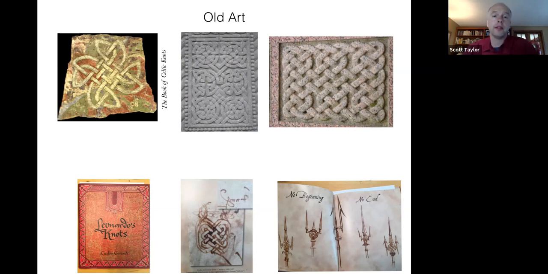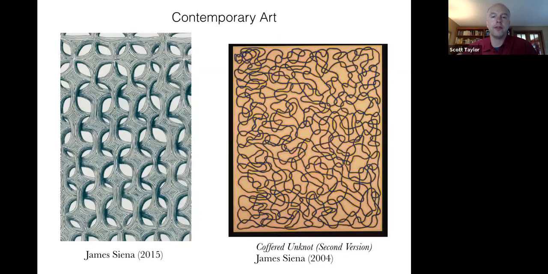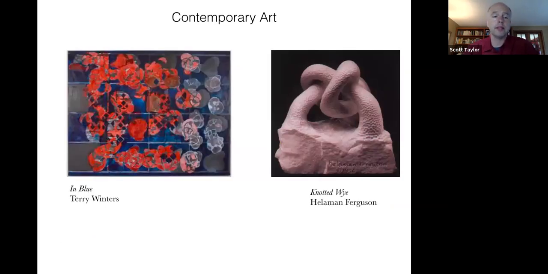Knots also show up in contemporary art. Two of my favorite pieces are the one on the left there, and then the piece entitled Coffer Unknot, second version by James Sienna. There's a piece in our own museum here at Colby, In Blue by Terry Winters, that was inspired by pictures of knots. We'll read about that later in the semester. And then there's a sculptor, Helmut Ferguson, who's been highly influenced by mathematics of all different kinds and has made knotted sculptures as well.